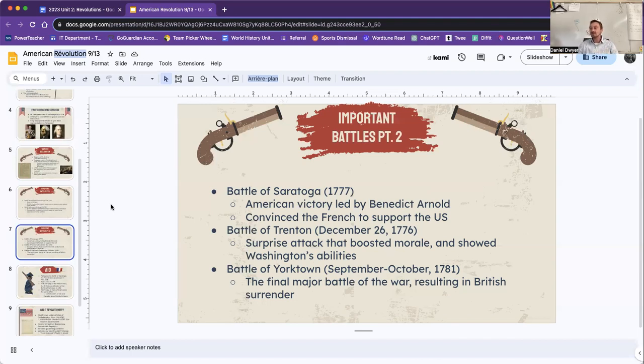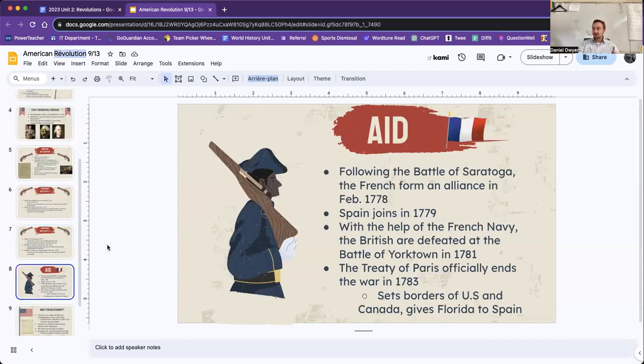And lastly, the Battle of Yorktown. This is seen as the last major battle of the war, and it is going to result in the British surrender and American independence.